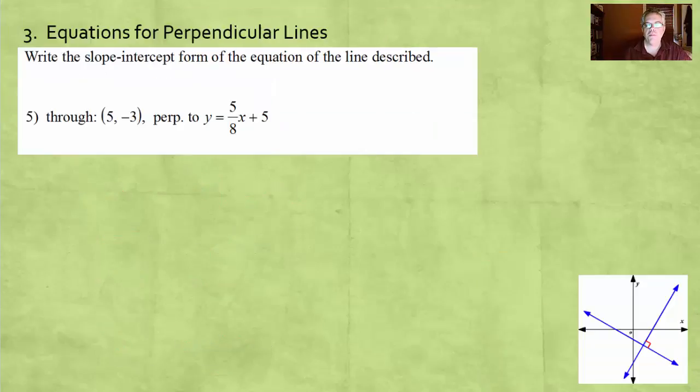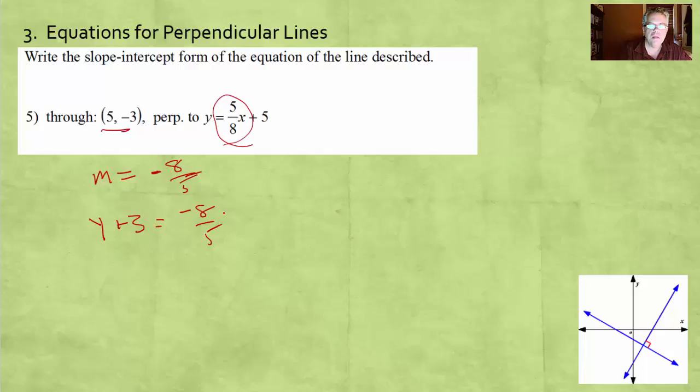Now, let's switch and do the same thing for perpendicular. We want, in this case, a line that passes through the point (5, -3) and is perpendicular to this line. That means it has to have an opposite reciprocal slope. So we've got to find the opposite reciprocal of 5/8. Well, this is positive, so ours is going to be negative. This is 5/8, so the reciprocal is going to be 8/5. Okay? So now we write the equation. y minus y1. y minus the negative 3 is the same as plus 3, equals our slope times x minus x1, which would be 5.